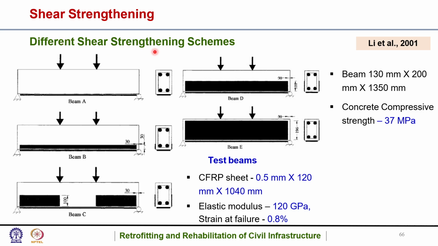So these were the different strengthening schemes as could be seen here. So basically they used 4-point loading. This was one more study to find out the different shear strengthening schemes, performed by Lee and others in 2001. The beam used was 130 by 200 by 1350 mm in dimension, and the concrete had a compressive strength of 37 megapascal. The CFRP sheet was 0.5 by 120 by 1040 mm, with an elastic modulus of 120 gigapascal, and a failure strain of 0.8% was used for the test beams.